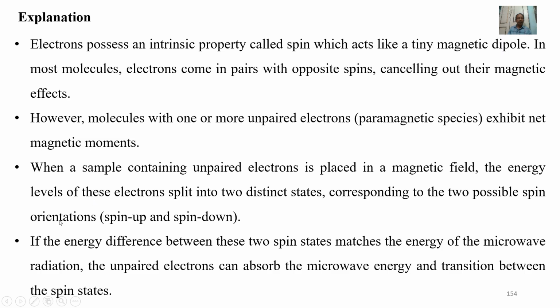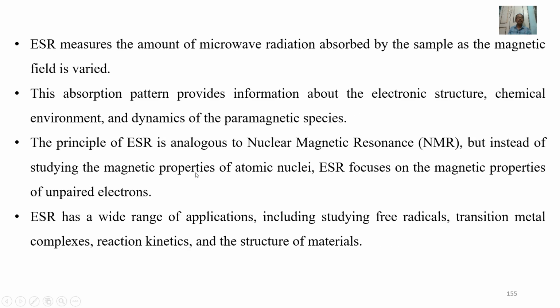If the energy difference between these two spin states matches the energy of the microwave radiation, the unpaired electrons can absorb the microwave energy and transition between the spin states. ESR measures the amount of microwave radiation absorbed by the sample as the magnetic field is varied. This absorption pattern provides information about the electronic structure, chemical environment, and dynamics of the paramagnetic species.